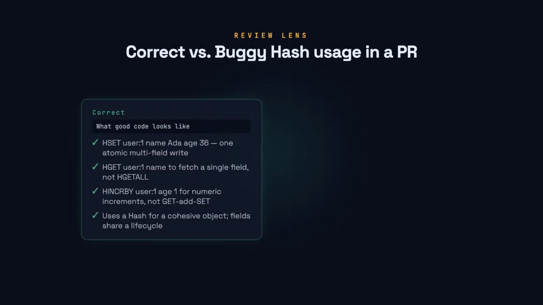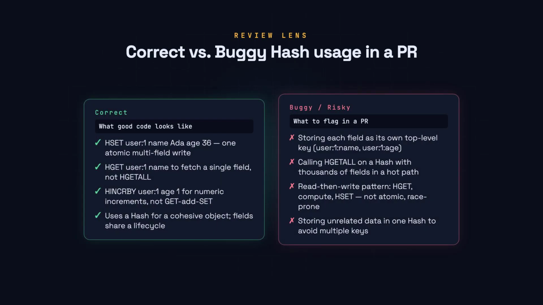When reviewing a PR, flag code that scatters object fields across separate top-level keys, or that calls HGETALL on a very large hash in a hot loop. Also catch manual read-then-write sequences where HINCRBY would be atomic.